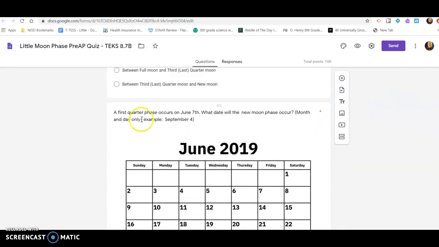Okay, we've got another short answer. A first quarter phase occurs right here on June 7th. What date will the new moon phase occur? Make your answer choice. Make sure it is in the correct sequence.